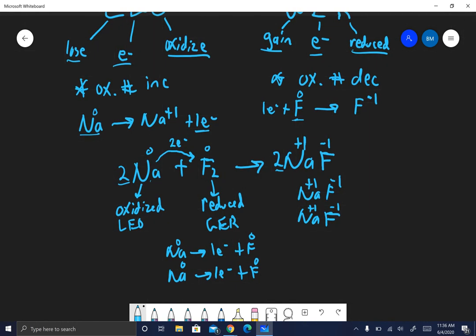So again, LEO GER: lose electrons, oxidize; gain electrons, reduce. You just have to follow the electrons and then look up the charges on the periodic table to figure out who's losing, who's gaining. All right, so I'll stop there.